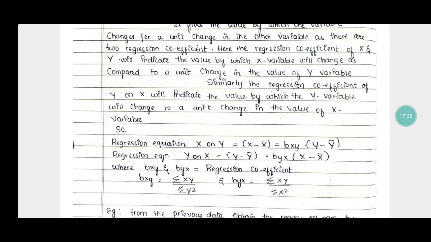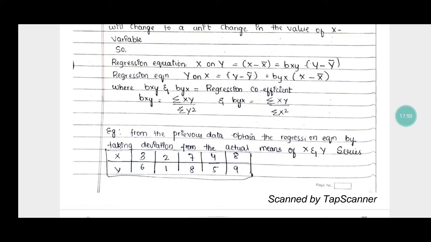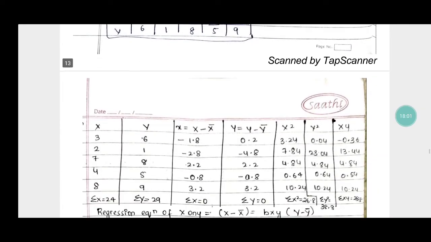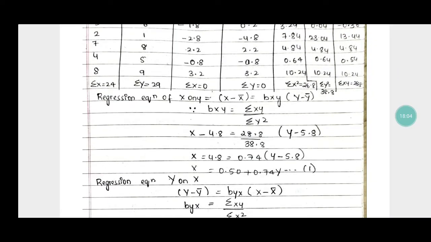So the regression equation of x on y is x minus x bar equals bxy into y minus y bar, and the regression equation of y on x, similarly, is y minus y bar equals byx into x minus x bar. So this is the formula and the equation for the regression equations of x on y and y on x. So this is the example for regression coefficient and the solution for a problem.